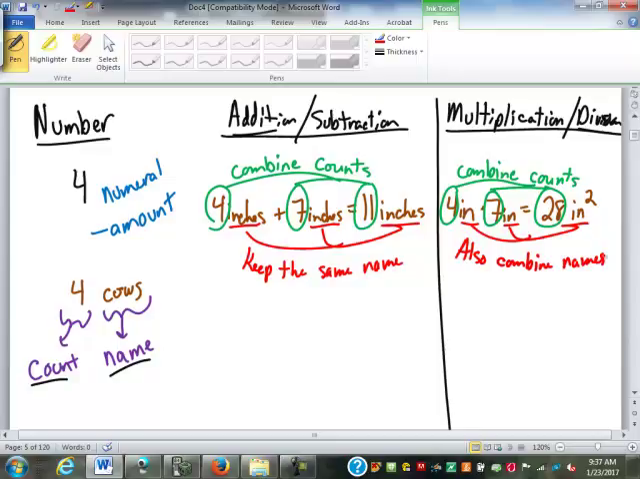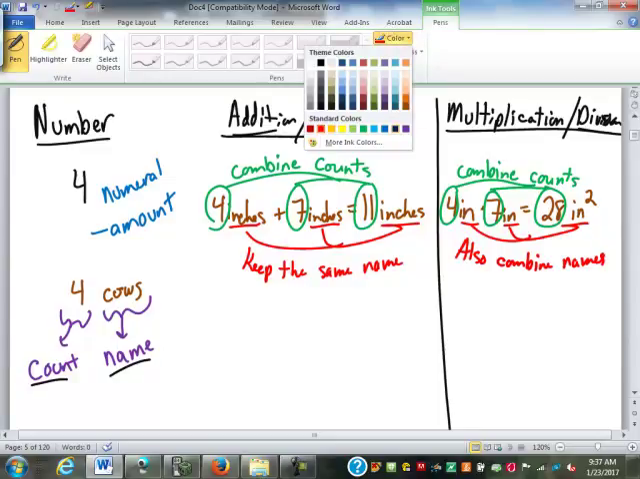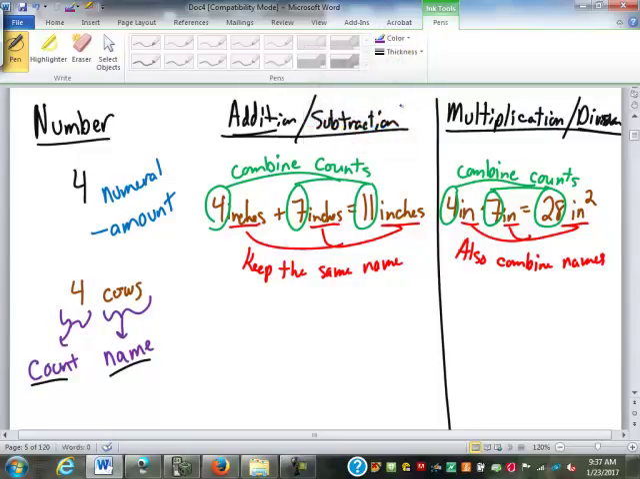So that is a very important difference between addition and multiplication. In addition and in subtraction, we combine the counts and we keep the same name. In multiplication and division, we're going to combine the counts, but then we're also going to combine the names. The operation operates on the labels as well as the numbers, the amounts. Now that might not seem like a big deal, but it really is. It actually even determines what we can do each operation with.